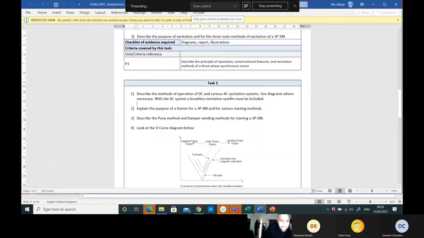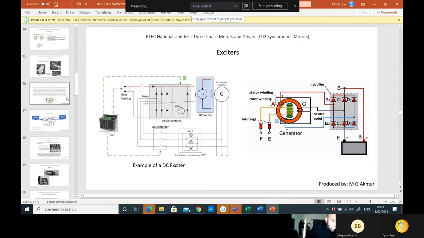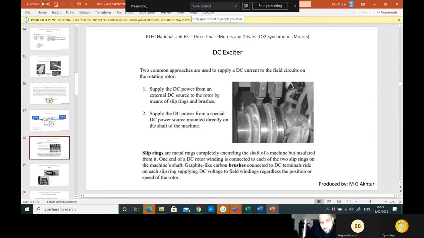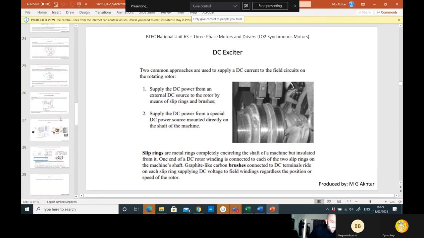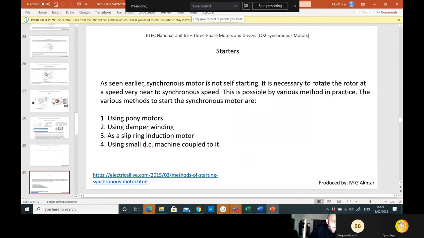If you go back to here, it says AC excitation systems, use diagrams when necessary. With the AC excitation system, a brushless excitation system must be used. If you go back into the PowerPoint, they've got systems now, which are more common, where you don't need these brushes. You can energize the electromagnets inside the rotor without connecting anything physical to it, without any brushes. This is a different type of technology, which is more efficient and more popular now. The DC excitation system is actually a thing of the past now. It's getting a bit old school.